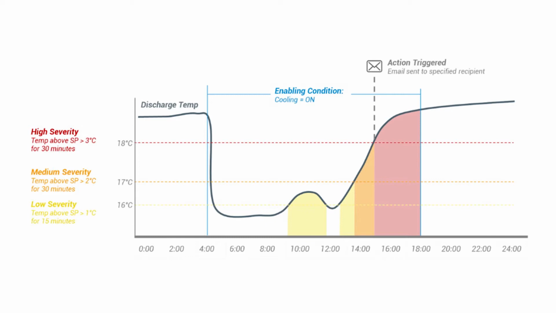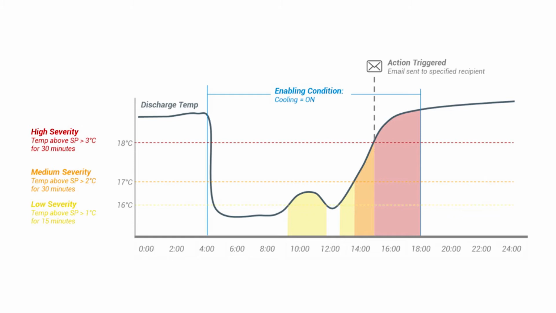The 3 severity levels here include a low severity when the discharge temperature is 1 degree away from the set point, a medium severity where the discharge temperature is 2 degrees away from the set point, and a high severity where the discharge temperature is 3 degrees away from the set point. You can see that during this time period, 2 low severity alerts have been generated, 1 medium has been generated, and 1 high has been generated. The periods corresponding to when the alerts were triggered have been highlighted in this graph.